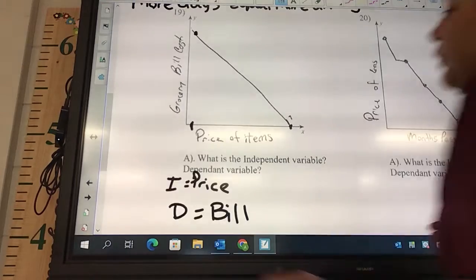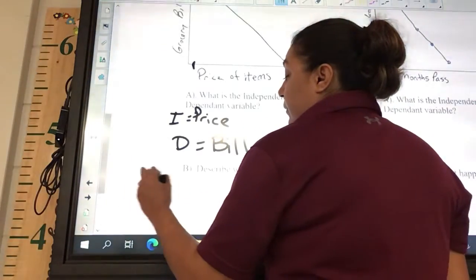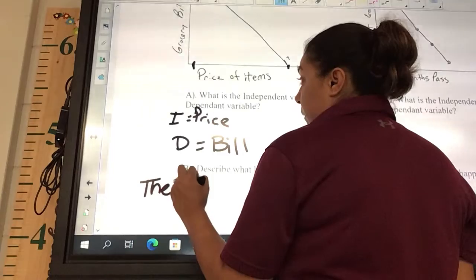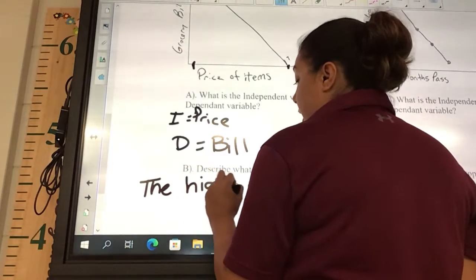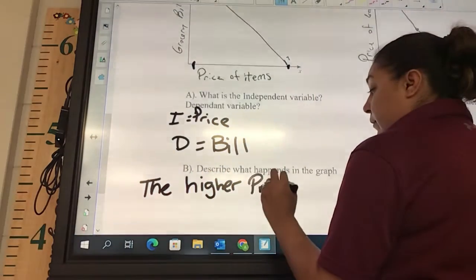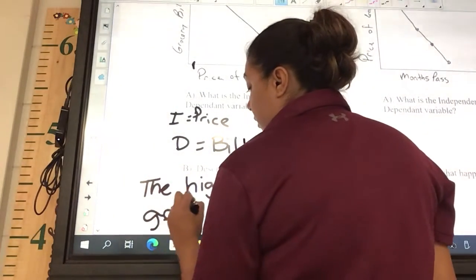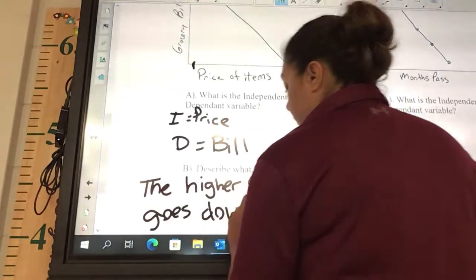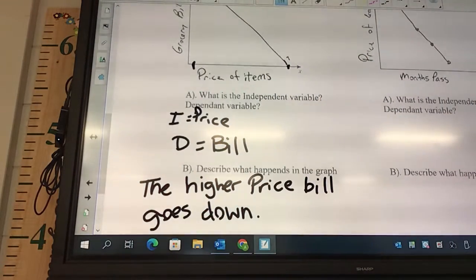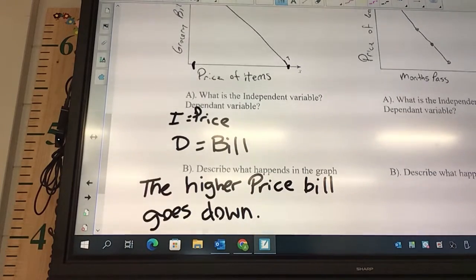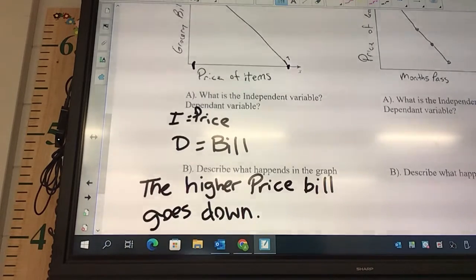Okay, we're reading the graph. So, the higher the price, the bill goes down. I mean, it does kind of actually make sense though, because groceries have gone drastically up in probably the past year. So most people are more conscious about what you're putting in your cart at the grocery store, because you only have so much amount of money.